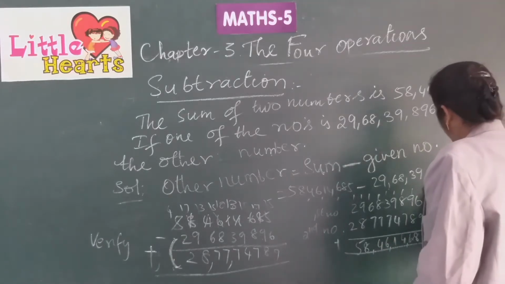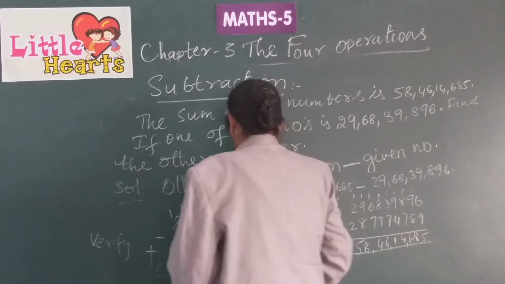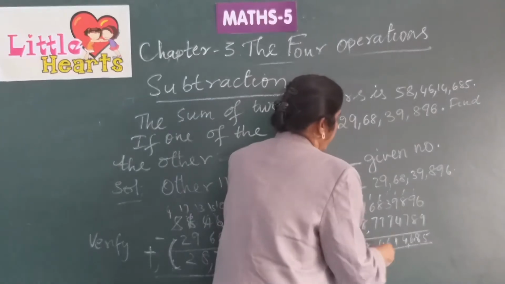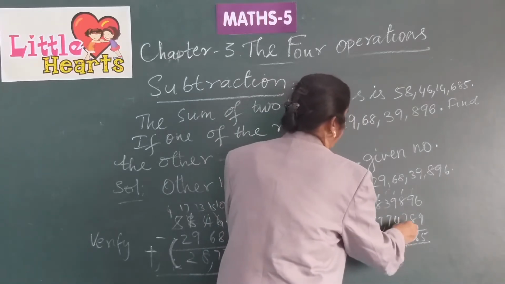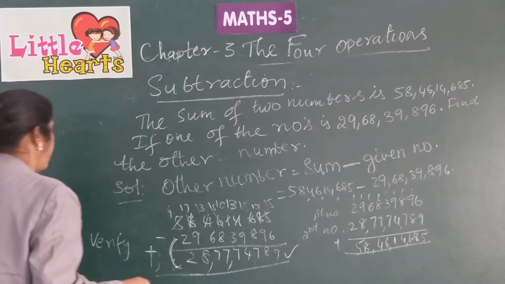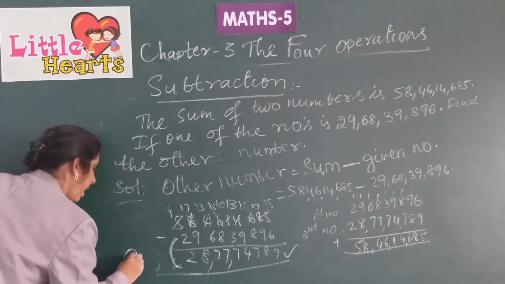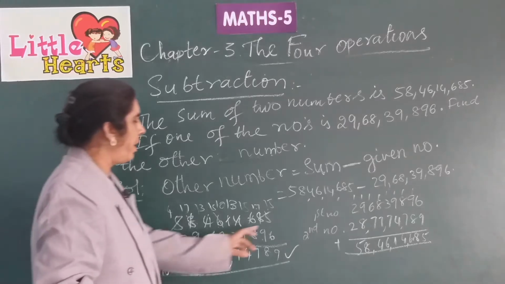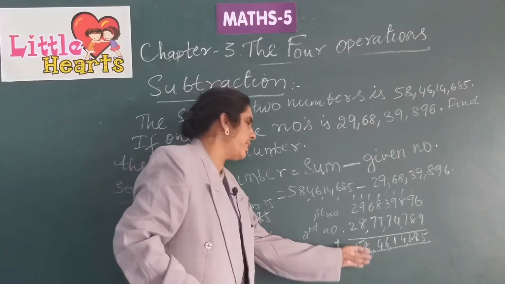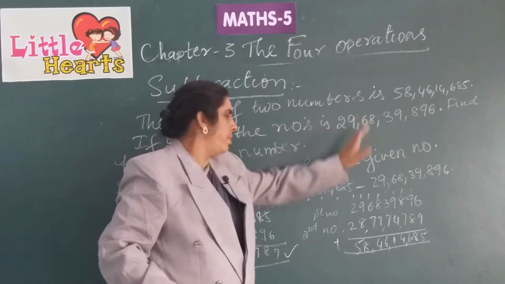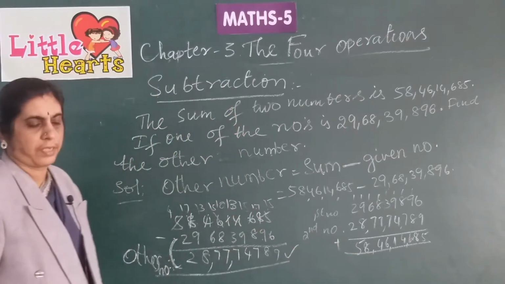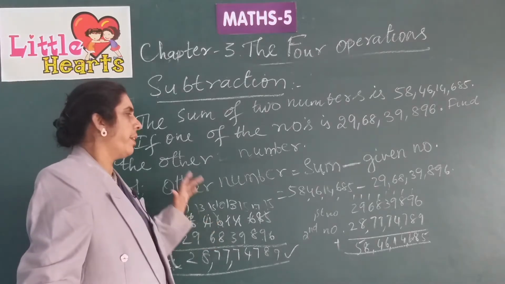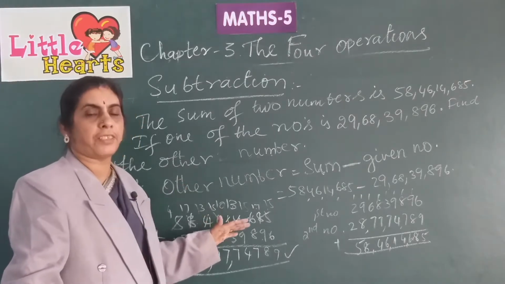14,685. Our subtraction is right. So other number is 28 crores 77 lakhs 74,789. It is the other number. And we have verified our subtraction also, and the sum is same as the given sum, so our subtraction is right. So if the sum is given and one number is given, you can find the other number by subtraction.